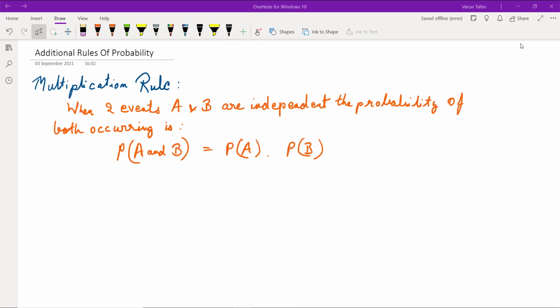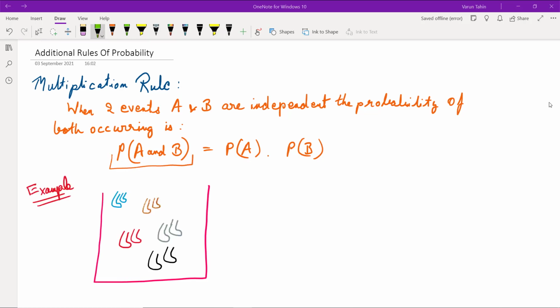And now comes the multiplication rule, which says when two events A and B are independent, the probability of both occurring is P(A) times P(B), which is the probability of A times the probability of B. That will represent P(A and B). Now let's understand this with the help of an example or an experiment.